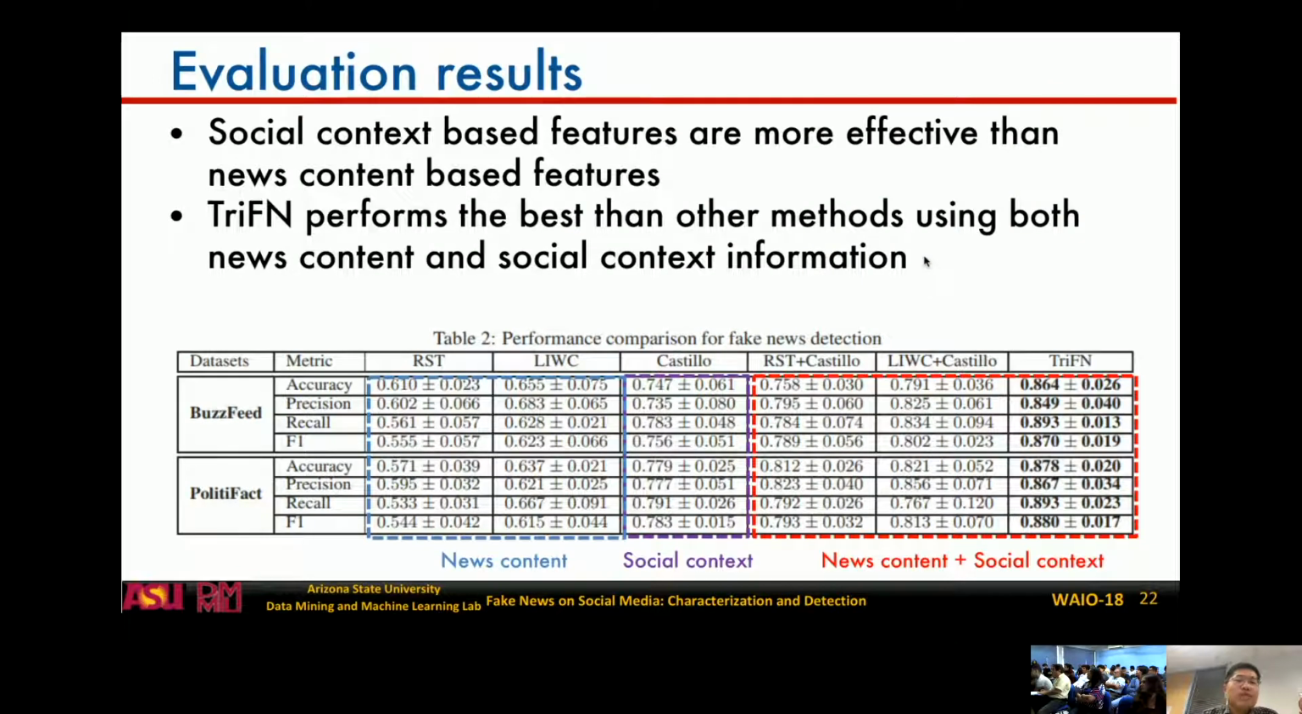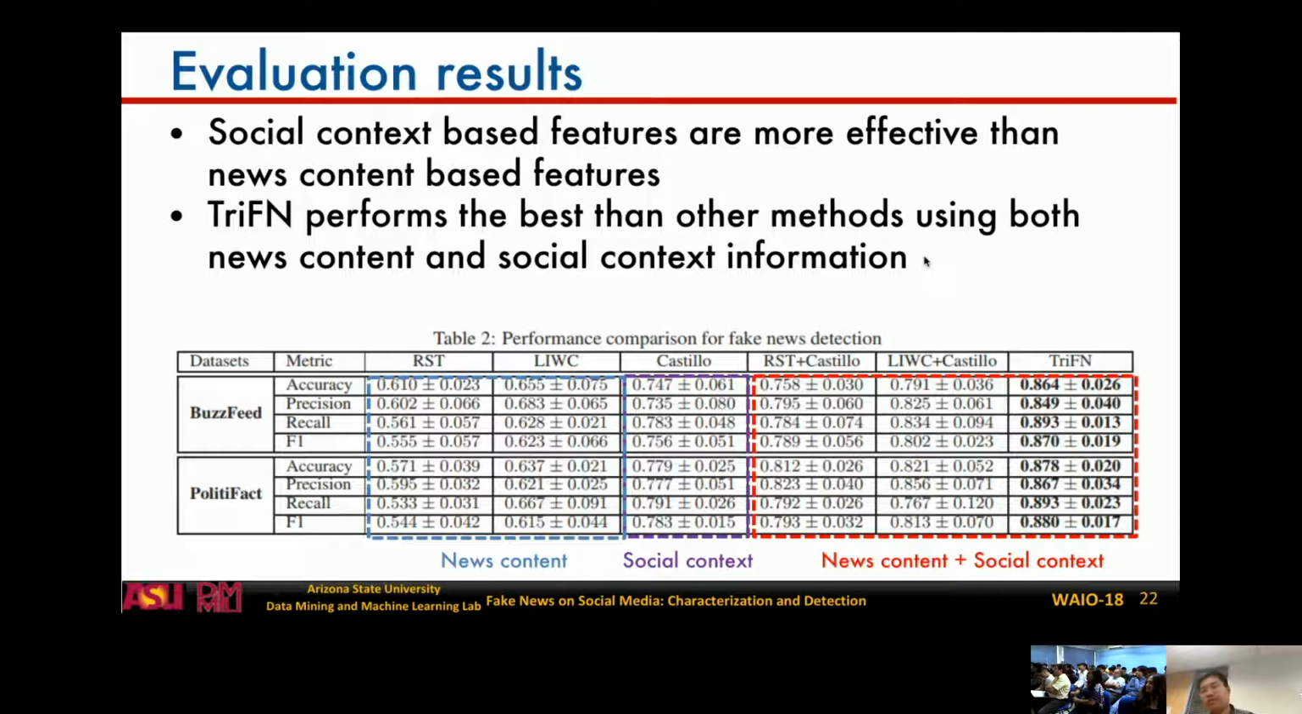These are the results. We compared with methods that use news contents by themselves, methods that use social context by themselves, and methods that use news contents and social context simultaneously. We can see that the social context information is actually very important, because these methods essentially have better performance than those news content-based methods.